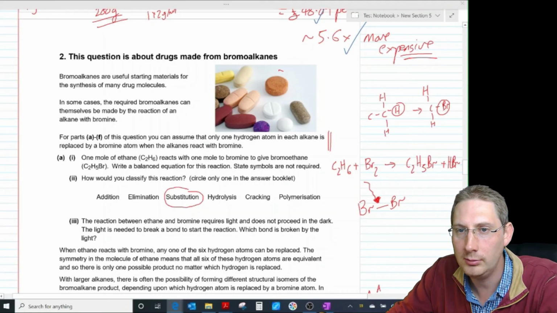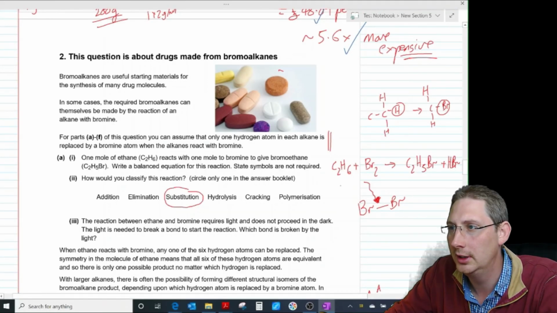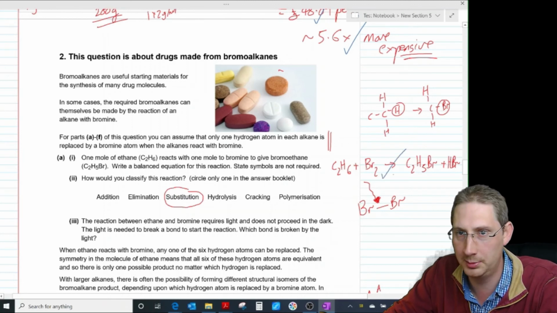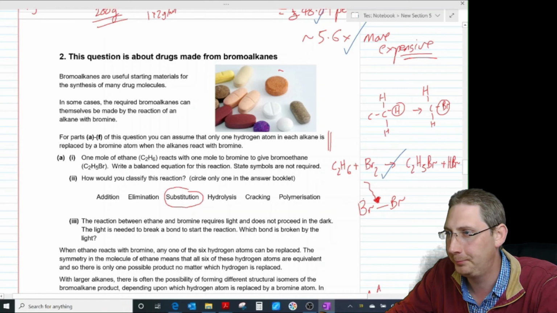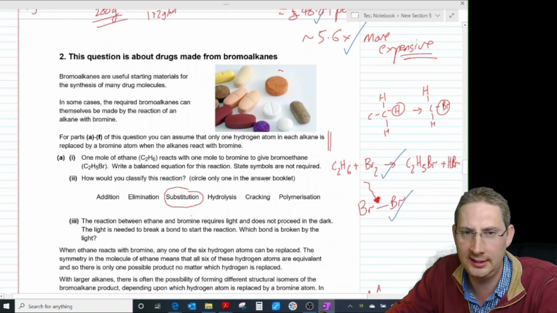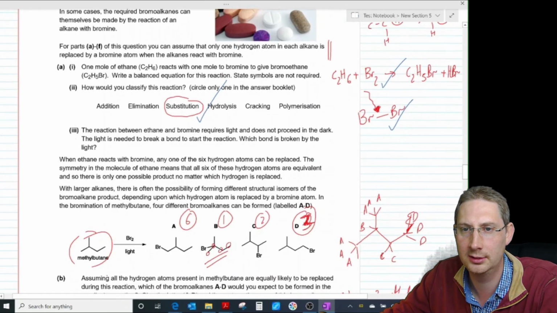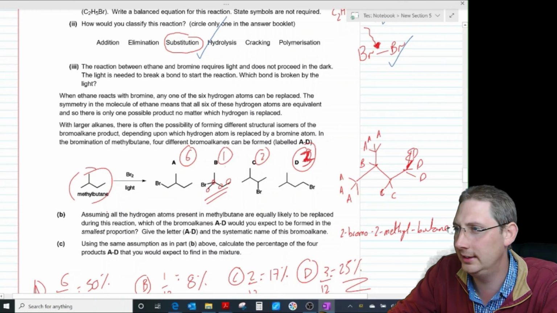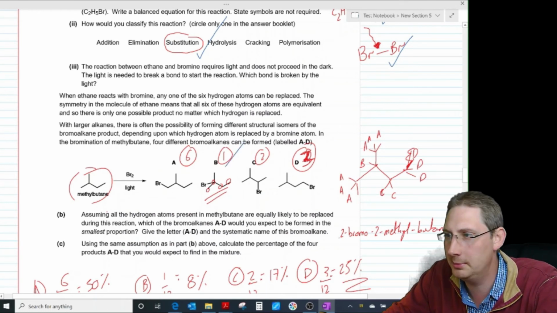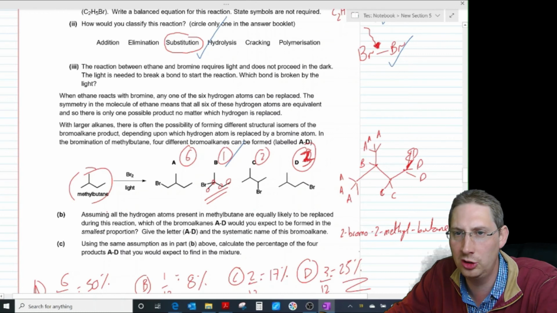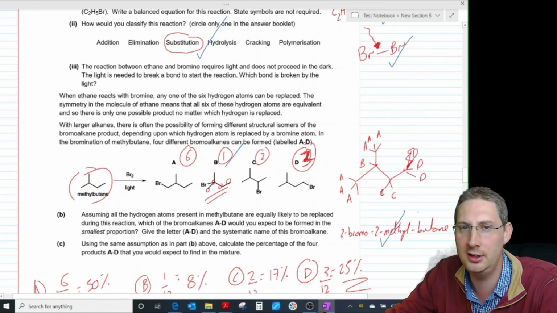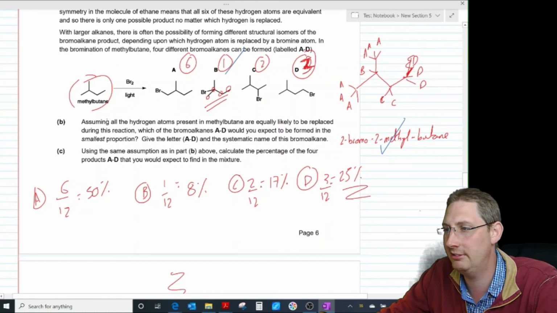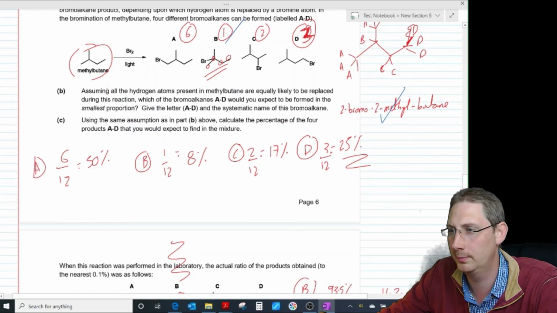Okay, here we go. So equation for the bromination of ethene, C3H6 plus Br2, C2H5 plus HBr. Yes, 1 mark. The Br bond is broken by light. It is a substitution reaction, yes. Smallest proportion alkane is B, absolutely. Systematic name 2-bromo-2-methylbutane, absolutely. It says allow error carried forward for correct name but wrong choice.